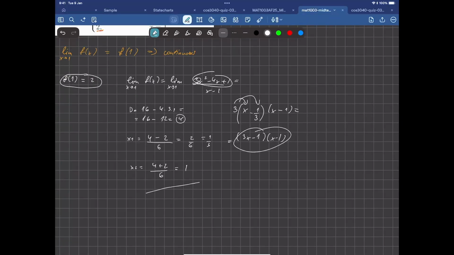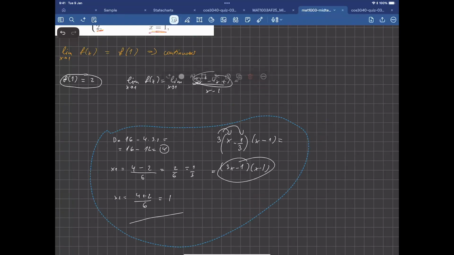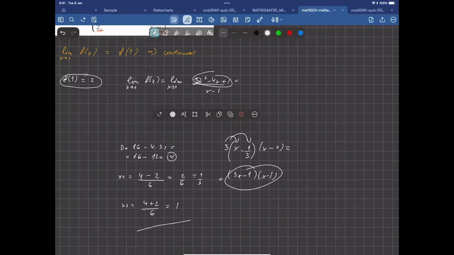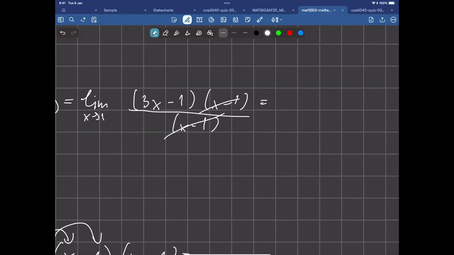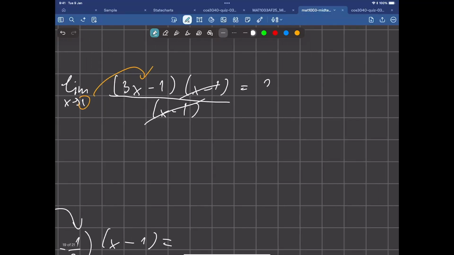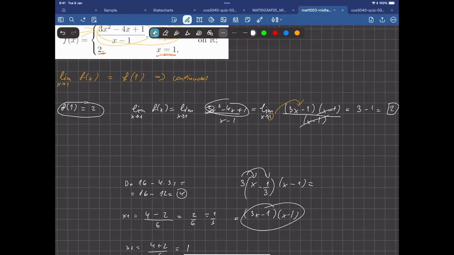Okay, so going back, I'll just push this down a little bit, and I'm just going to use the factored form of my equation. I just need to keep the limit though. A limit as x approaches 1. And I'll keep the factored form here, 3x minus 1 times x minus 1 over x minus 1. Fortunately, I can cancel these out. Then I can just substitute 1 for x. So that's going to be 3 times 1, which is 3, minus 1, and that gives me 2. So the limit as x approaches 1 of f of x is 2.